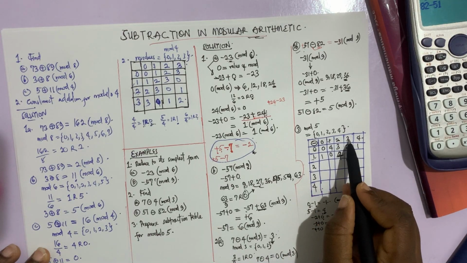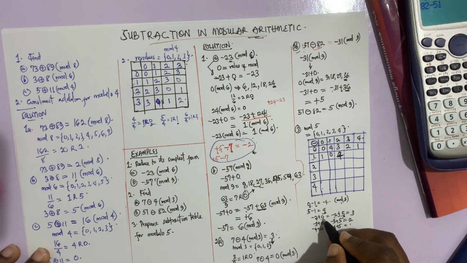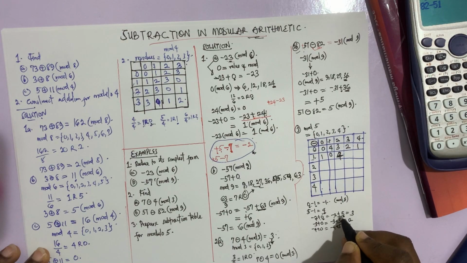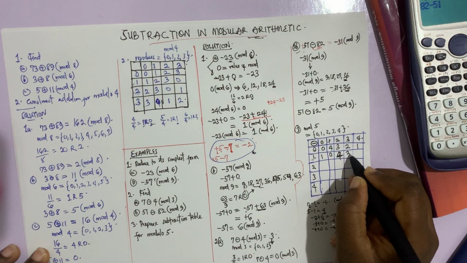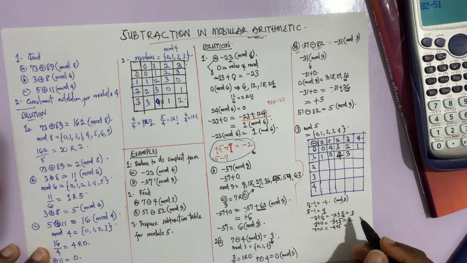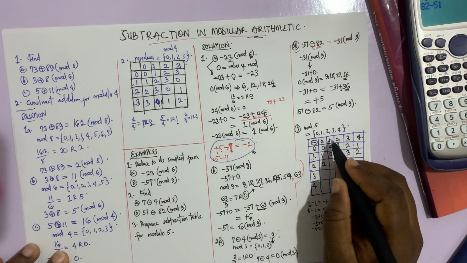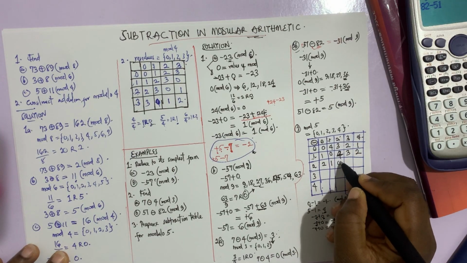Then 1 minus 3 is minus 2. So minus 2 in this modulo, we can add 0 to it, right? So 0 in modulus 5 is plus 5. 5 minus 2 will give us 3. 1 minus 4 is minus 3. And minus 3 plus 0 is minus 3 plus 5 in modulus 5. And that will give us 2. 2 minus 0 is 2. 2 minus 1 is 1. 2 minus 2 is 0.